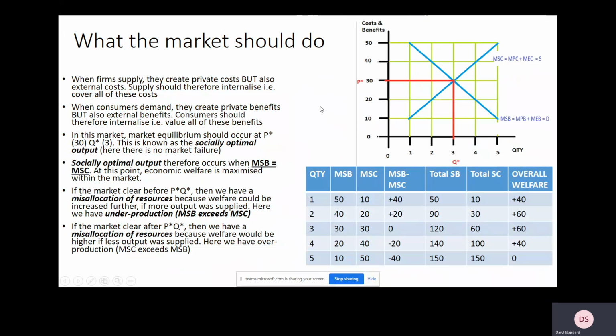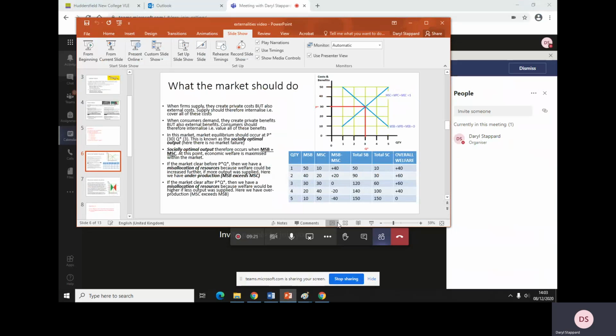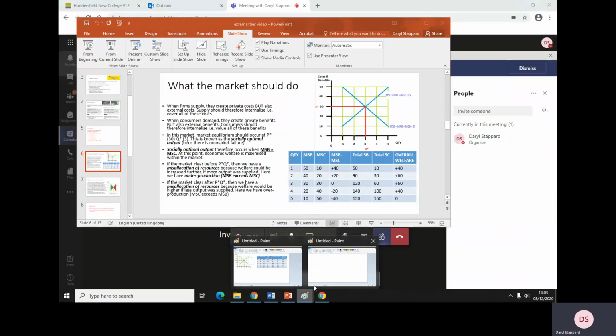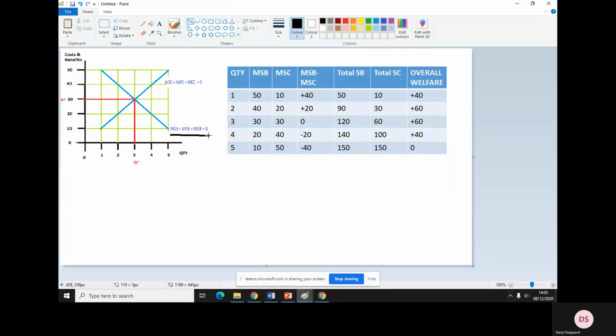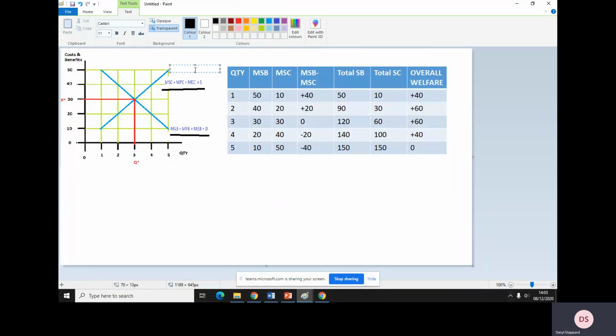Right, everyone, now you've got here quite a complicated looking diagram. Now, to explain this, I'm going to come out of share mode. I'm going to share with you, instead of the PowerPoint, this Microsoft Paint document. Now, hopefully what you can see here is that you've got what looks like a demand curve, and you've got what looks like a supply curve. Well, that's because this is exactly what this is. It's a supply and demand diagram.